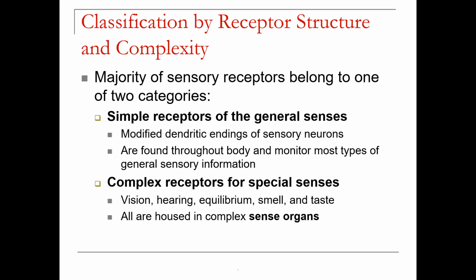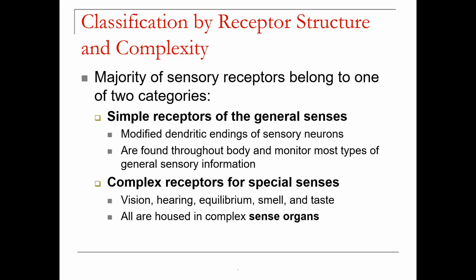So our receptors in our bodies, all these receptors are going to be in one of two categories. They are going to be simple receptors, or they're going to be complex receptors. And the simple receptors are nothing but a dendrite that is modified. It's a modified dendrite. The dendrite is the nerve fiber that receives information for the neuron.